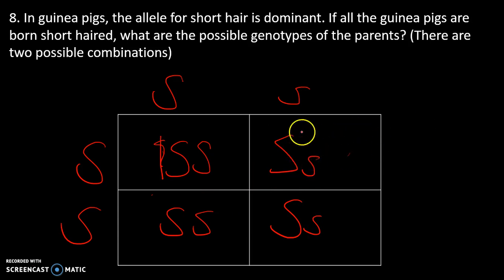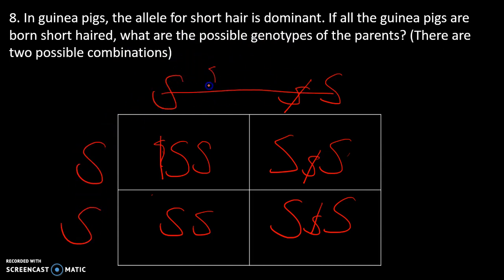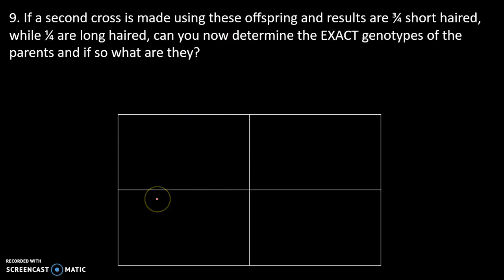Or what we could do is change this to homozygous dominant, and it would be capital S, capital S. There's another combination as well, though. If short hair is dominant, and all of them are born short-haired, we could have a parent that's homozygous dominant cross with a recessive parent. Because if it doesn't say what the parent was, then they would all be capital S, lowercase s, which again would still show the same genotype.